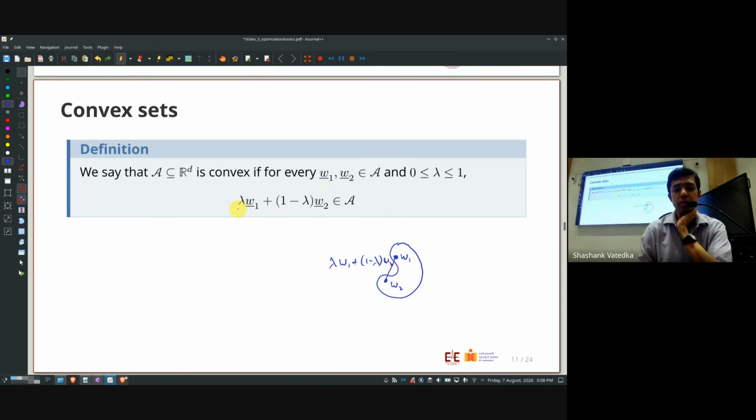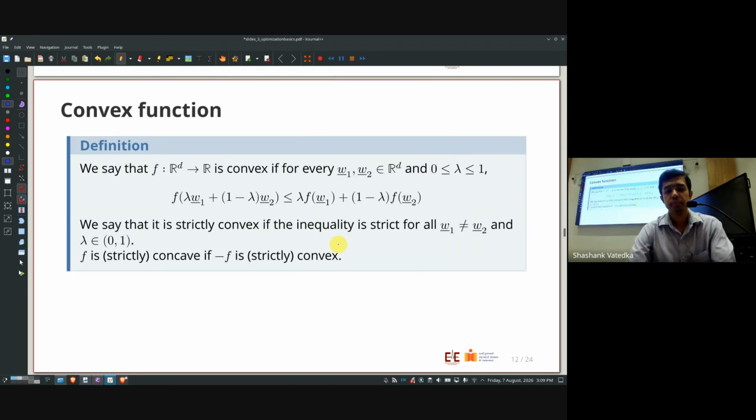All right. And such a combination, lambda times W1 plus 1 minus lambda times W2, for lambda being strictly between 0 and 1, is called a convex combination. Right, so it's a special case of a linear combination of two vectors. We'll also say that the function is strictly convex if this inequality is a strict inequality for all W1 not equal to W2 and lambda not equal to 0 or 1.